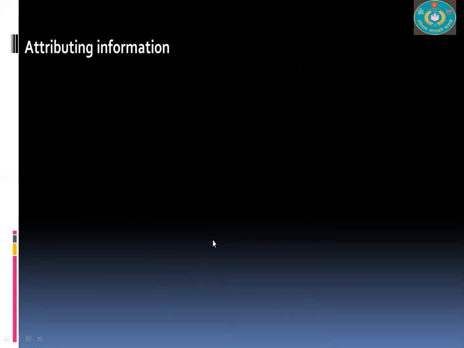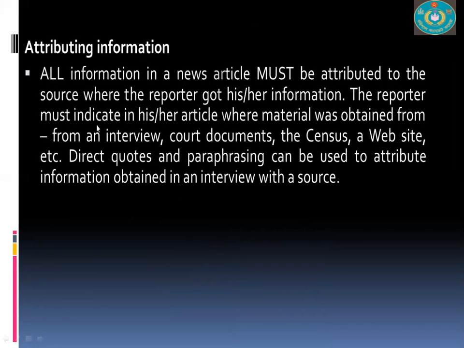Now, attributing information. All information in a news article must be attributed to the source where the reporter got his or her information. The reporter must indicate in his or her article where material was obtained from: an interview, court documents, the census, or website. Direct quotes and paraphrasing can be used to attribute information obtained in an interview with a source. Whatever the format is, the reference must be given.